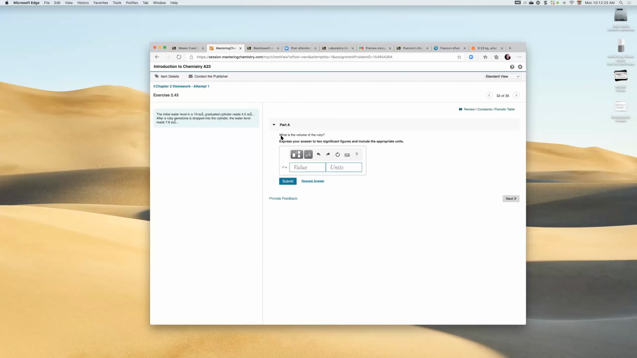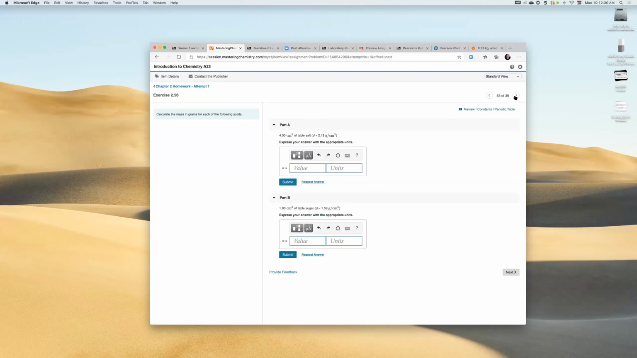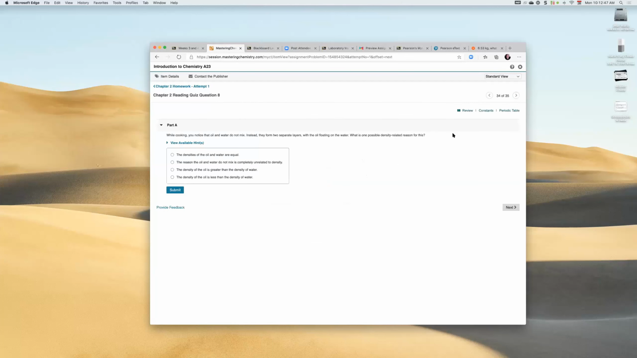So this is measuring volume by displacement. You can do that on your own. Here you had to calculate mass in grams given the density of some substances. So you're going to be using the formulas that I gave you earlier, one of those 3 formulas for density. And then finally, 2 problems more with understanding how density works. So, I have not asked you this question.